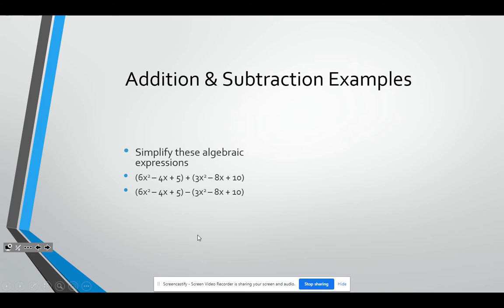Here are some examples for you to try. It's the exact same ones, except one is addition and one is subtraction. Pause the video at this point to give yourself a chance to try it on your own.